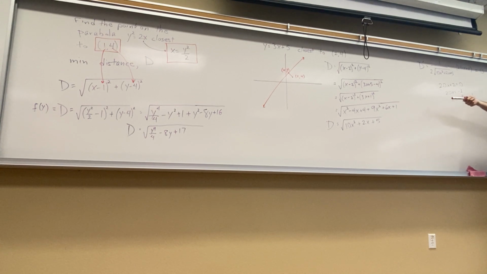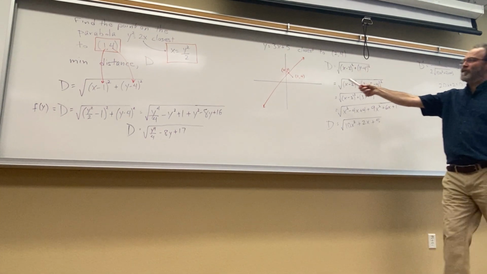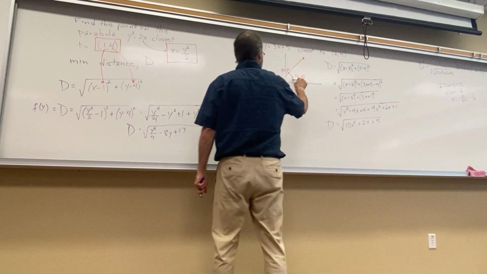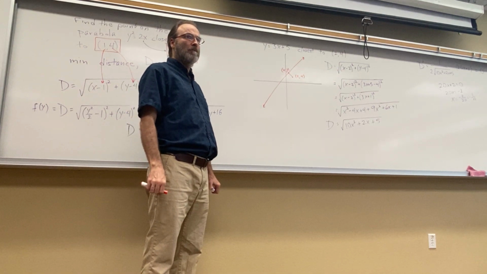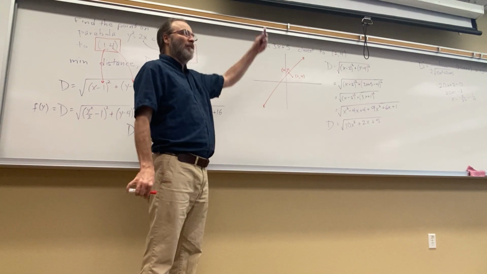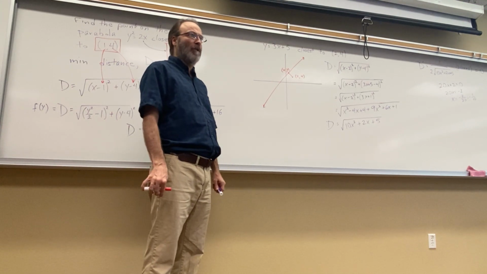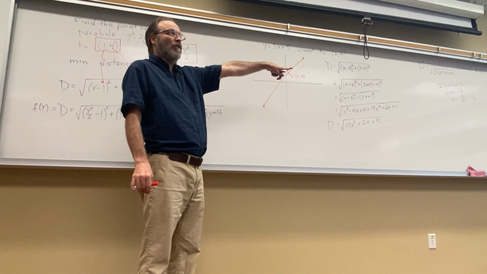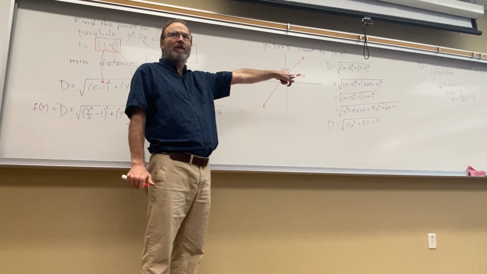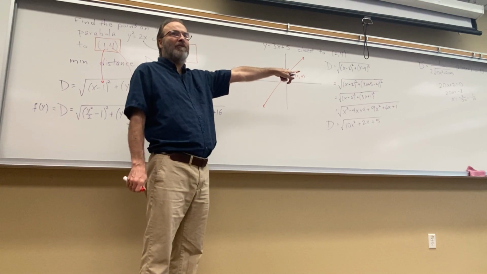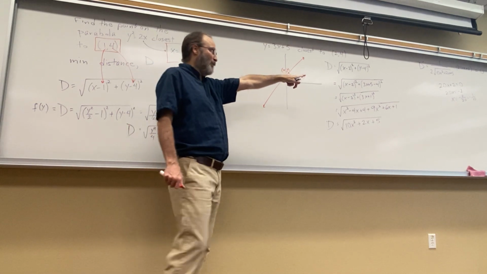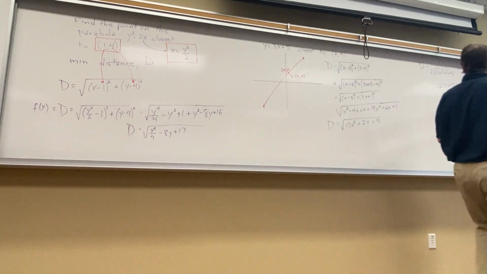What about our endpoints? Are the endpoints of our line going to be closer to this point than the point we got from that? Now, the endpoints are going off to infinity. They're not going to be close at all. So we know that the endpoints aren't going to work, and that's the only critical point we got. So that has to be our only value there. It has to be our minimum.